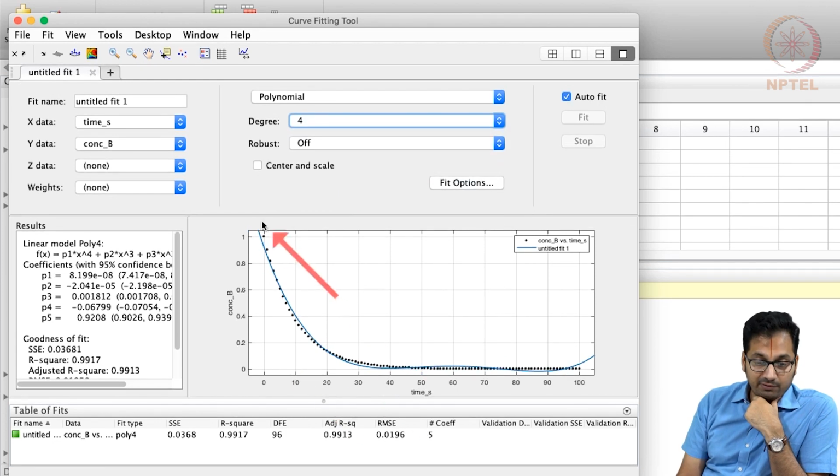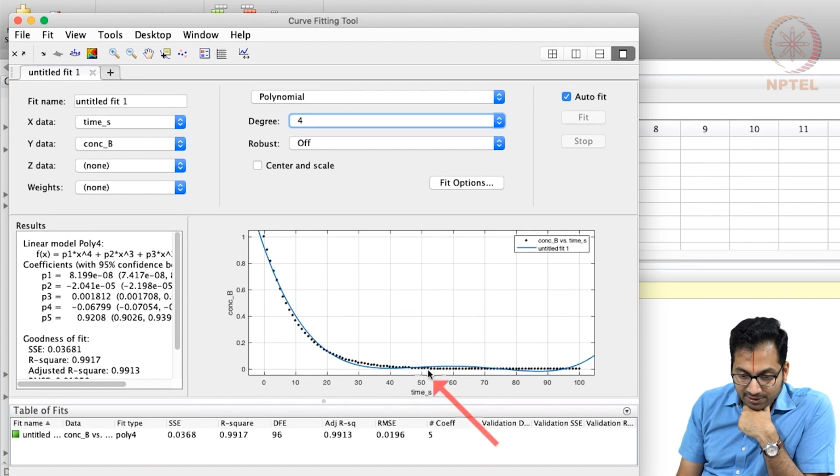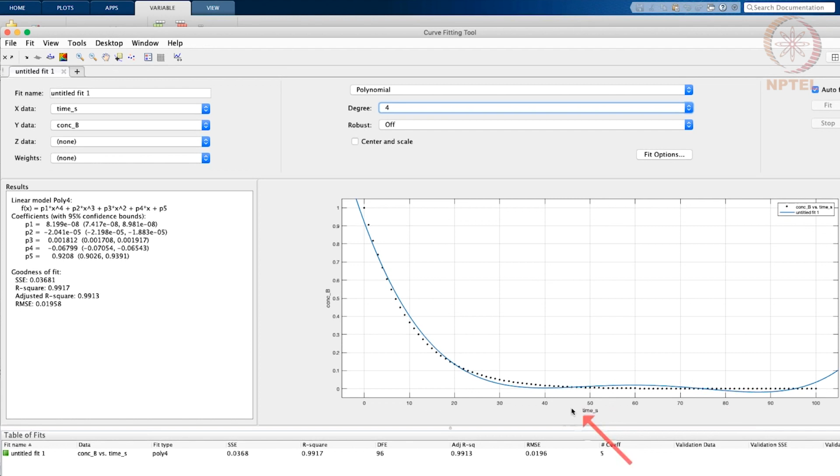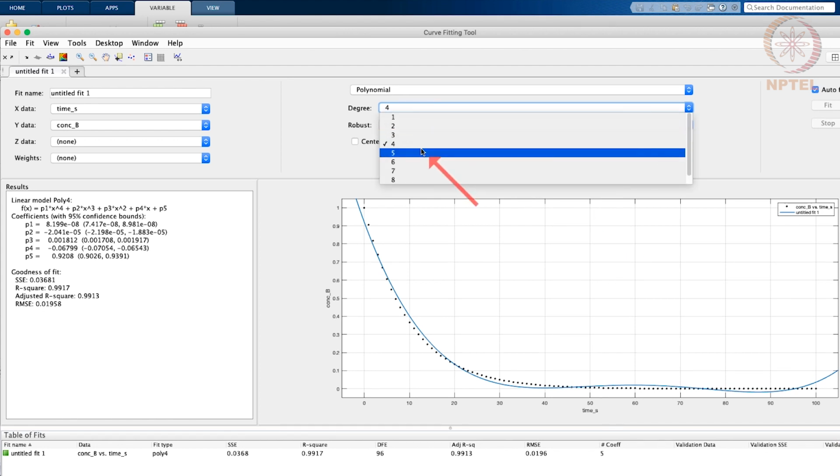When you go to the power 4, the fit starts to definitely get better, but you are still able to realize anomalies that come. Let me expand it a bit. You are still able to see anomalies that come here, where the blue line does not pass through the black data set. The initial points are also not good, and the final point for sure is going farther away. Let's try to see what happens with 5.